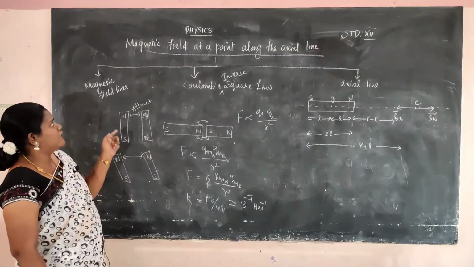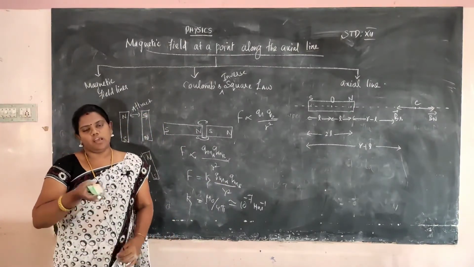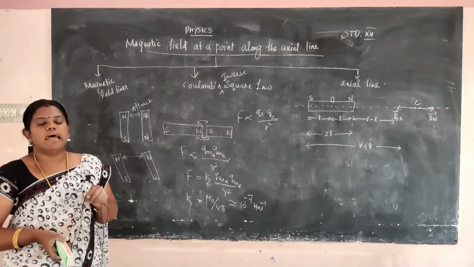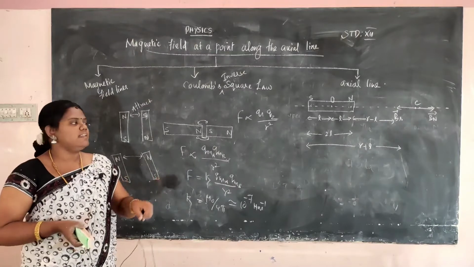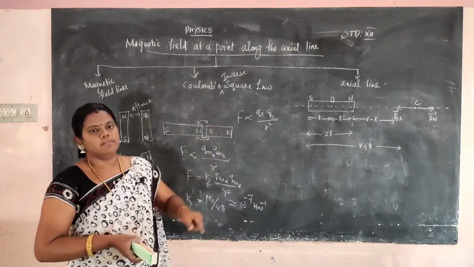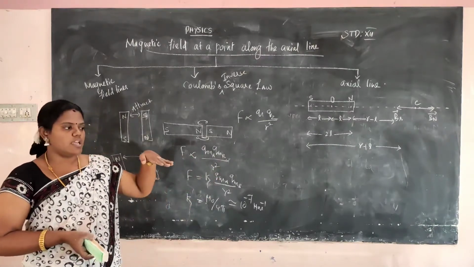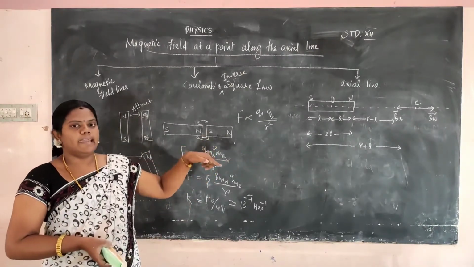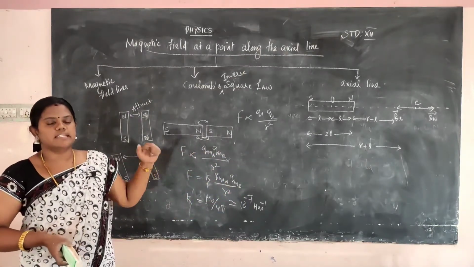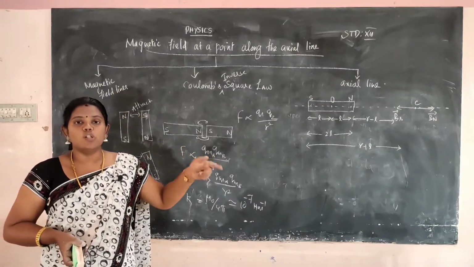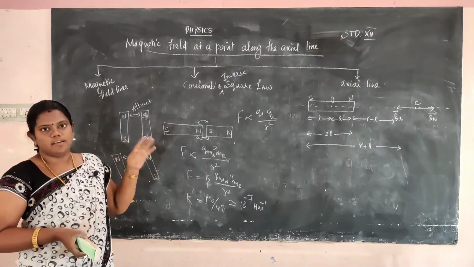Now I will explain the magnetic field at a point along the axial line. You have to take one axial line. You keep one magnet, and along the magnet you draw one line. That line is called the axial line. So the magnetic field is created at a point on the axial line. You have placed a magnet, drawn a line straight from it, and at a point on that line we find the magnetic field created by the magnet. So the magnetic field is created by the two poles of a magnet at a point on the axial line. The question is how it is created at a point on the axial line.